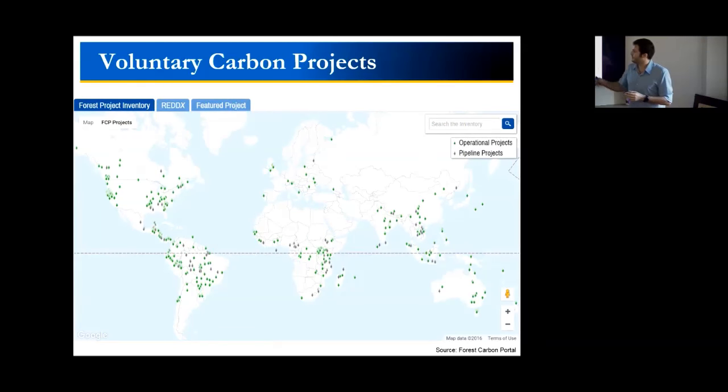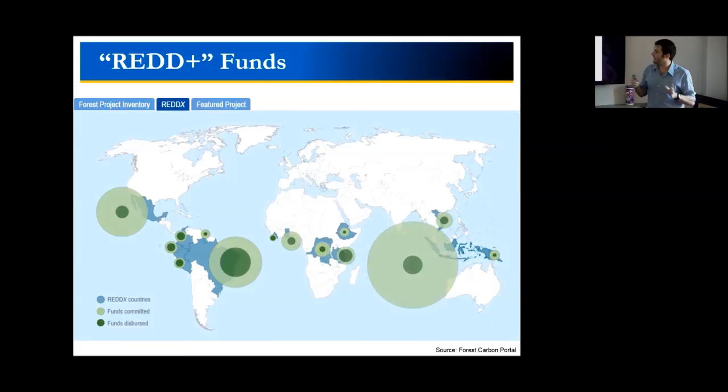This is just a map of all the forest carbon projects that you can find around the world. Most of them are in the tropics, but you can see many of them in the US, in Europe, all over the place. About REDD funds, this is a map showing countries that are receiving REDD money. You can see that most of the money is going, or has been promised, to Indonesia and Brazil.